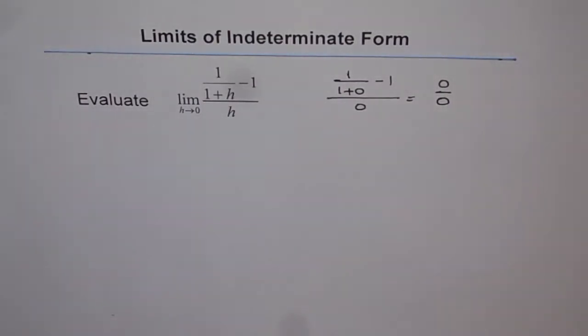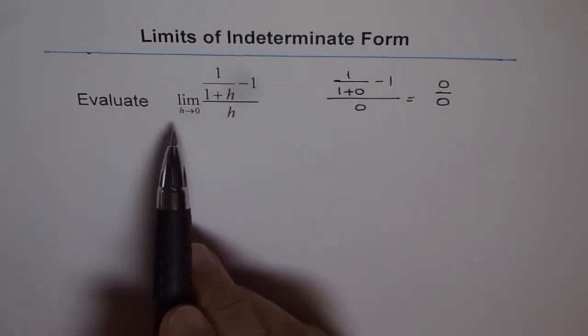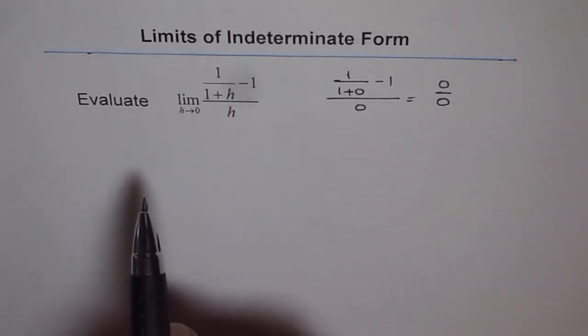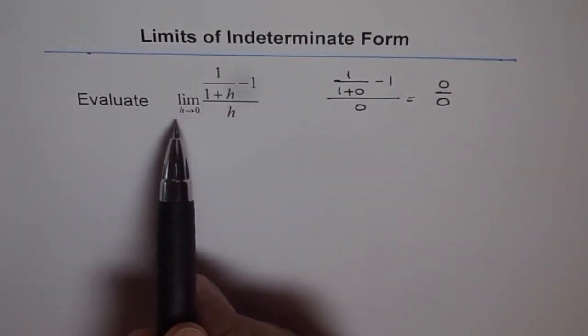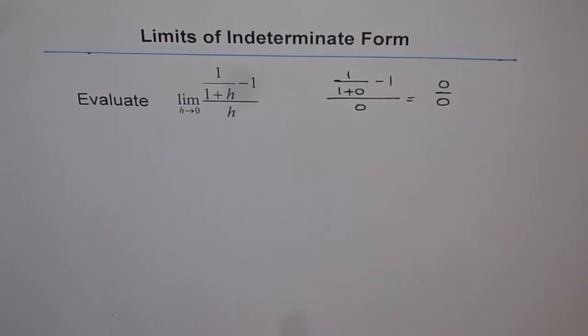Now 0 over 0 is not defined in mathematics, right? And what we notice is that when we try to substitute the limiting value, we get the indeterminate form 0 over 0. So that means the function is not defined at the limiting value, that is, as h approaches 0. At that point, the function is not defined.